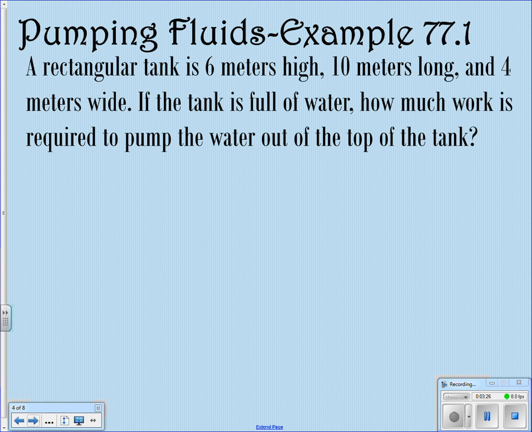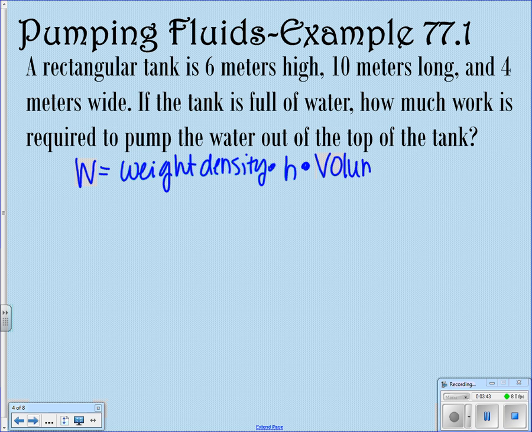So the formula for this one is now going to be, for the work, you're going to have the weight density times the height, and then instead of times the area, it's now times the volume, because it does depend on how long your tank is. In lesson 74, we didn't deal with the length of the tank, but now we have to. So we're going to integrate to be able to figure these out, and you're probably going to want to draw a picture.